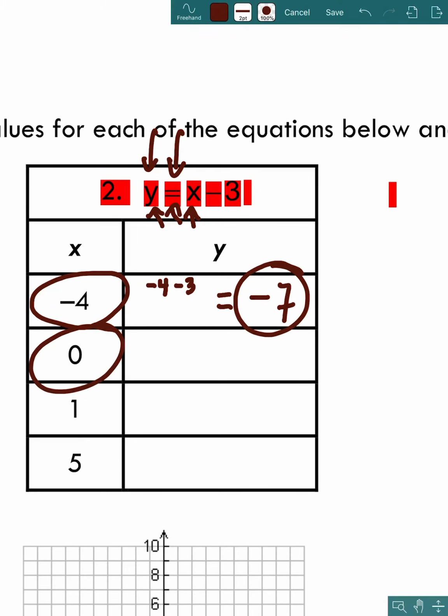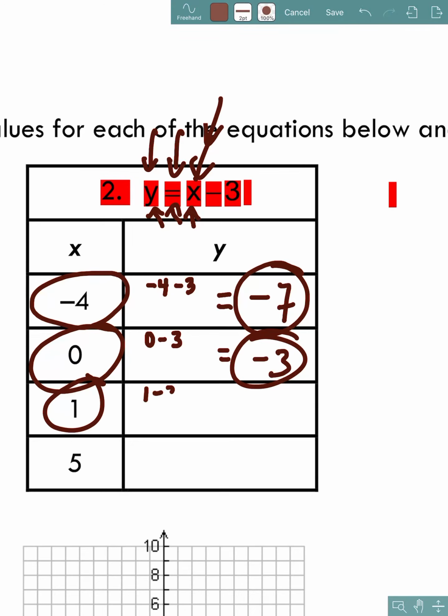Down here, when x is 0, we'll go back up to our equation again. y is 0 minus 3, so y is -3. When x is 1, 1 minus 3 is going to give us -2. And then when x is 5, y is 5 minus 3, so 2.